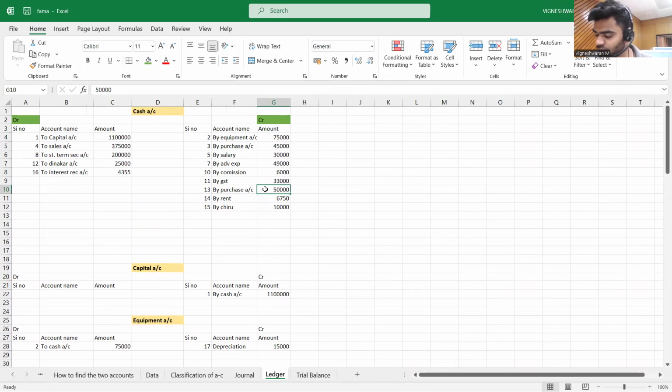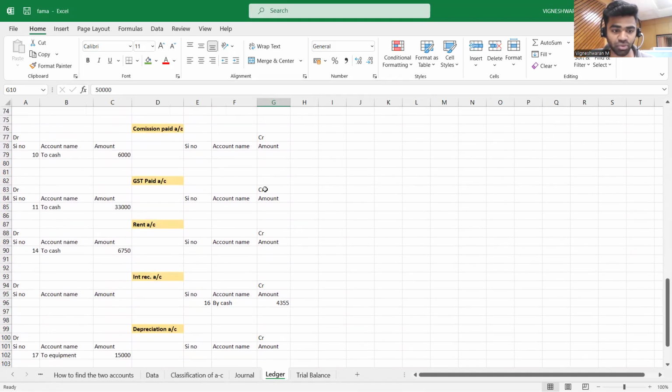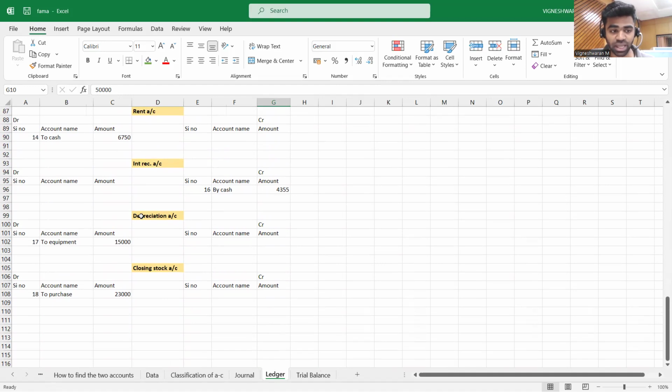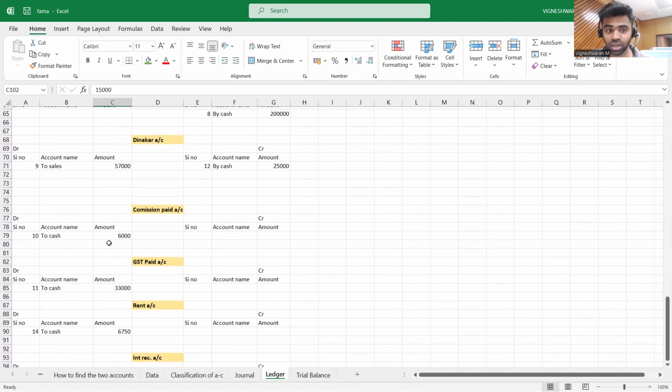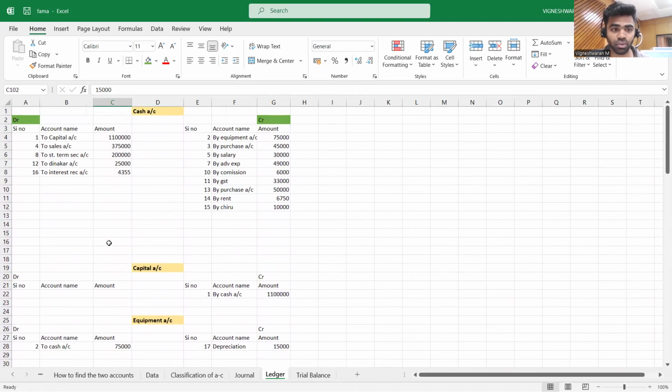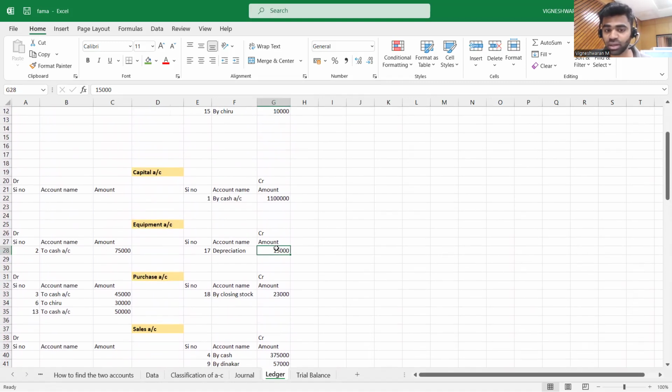Then 14th one. So same, I think I have no need to explain. 14, 15, 16, 17, 18, all are the same only. Even for depreciation account, you see depreciation account, debtor, equipment account. So I made a table for depreciation account. There I put 15,000 in the debit side. Then in equipment account, I put the value in credit side. Same for closing stock.